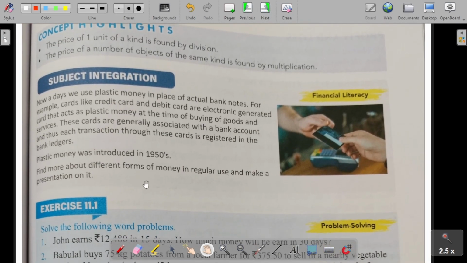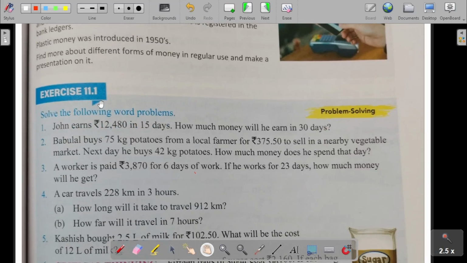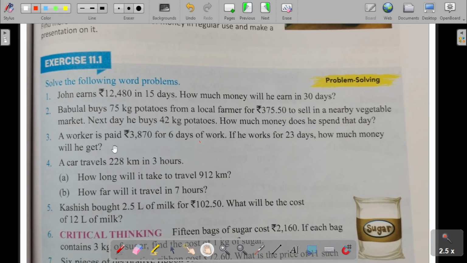ঠিক আছে, এবার দেখো based on this concept we are solving this exercise problems. ইউনিটারি মেথডের কনসেপ্টটা ইউজ করি আমরা এই এক্সারসাইজের যে প্রবলেমগুলো আছে সেগুলো সলভ করবো। ঠিক আছে, মানে এক্সারসাইজ 11.1 দেখো, এখানে কি বলেছে?